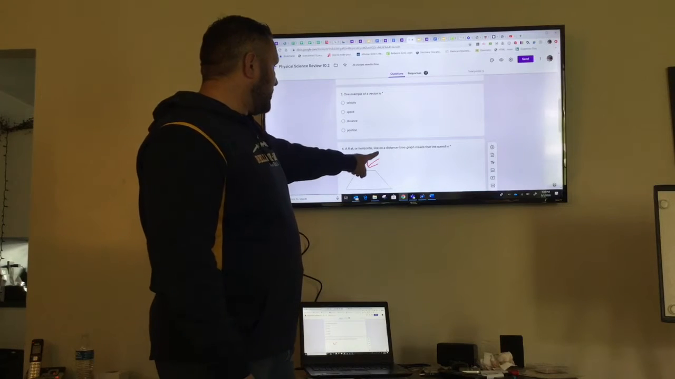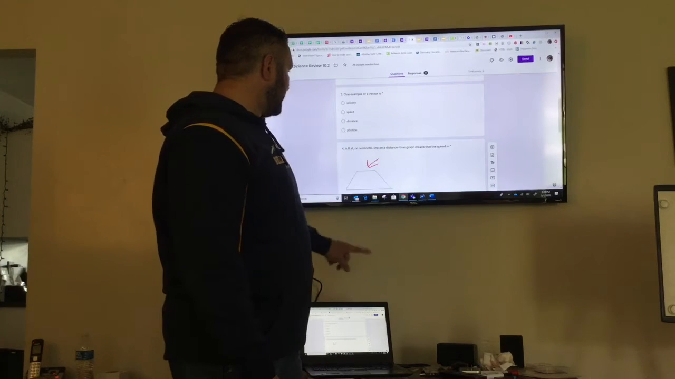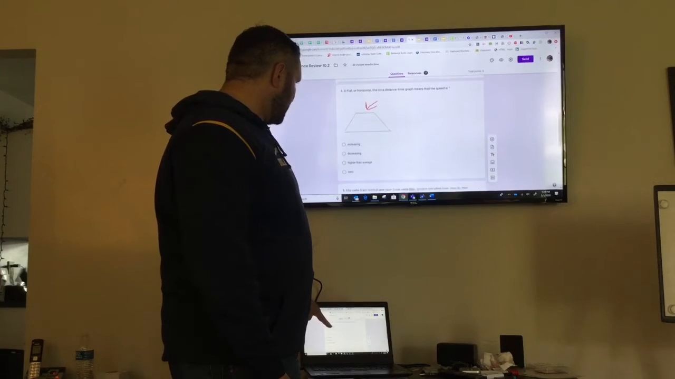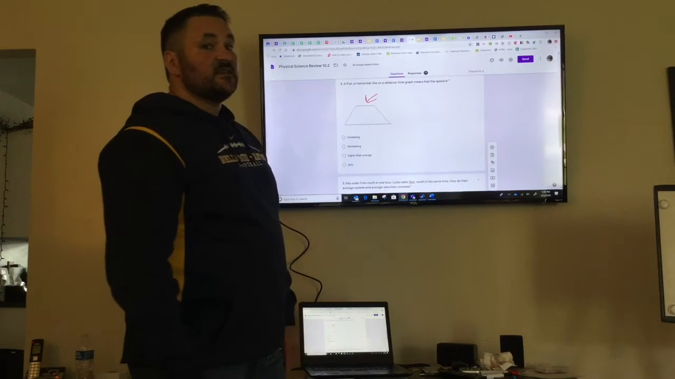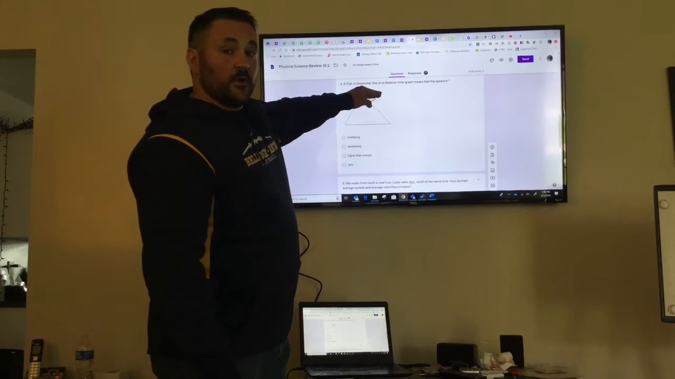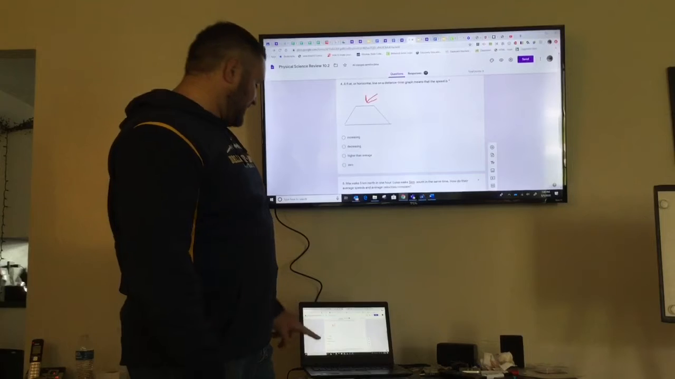A flat horizontal line on a distance versus time graph, right there, means that the speed is 0. You would have a 0 slope if you were in math class. The slope is how you would find the speed there.